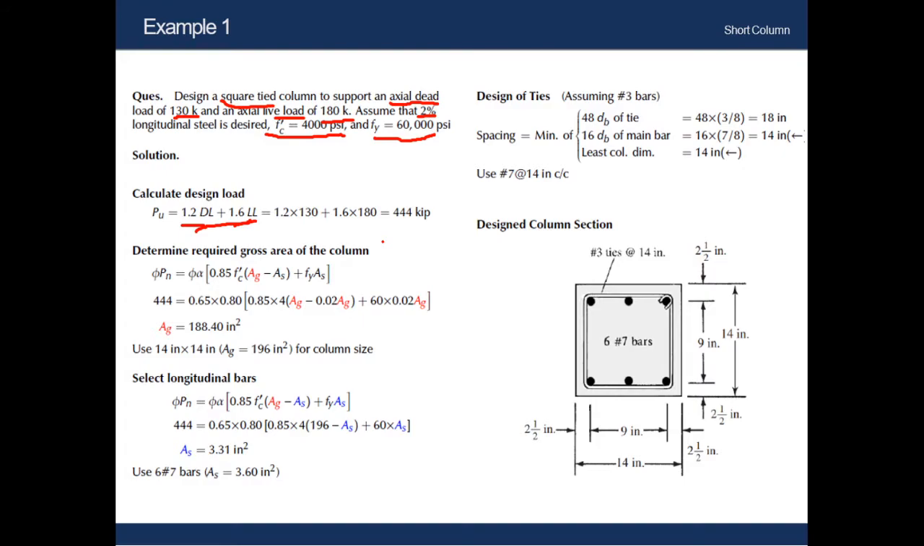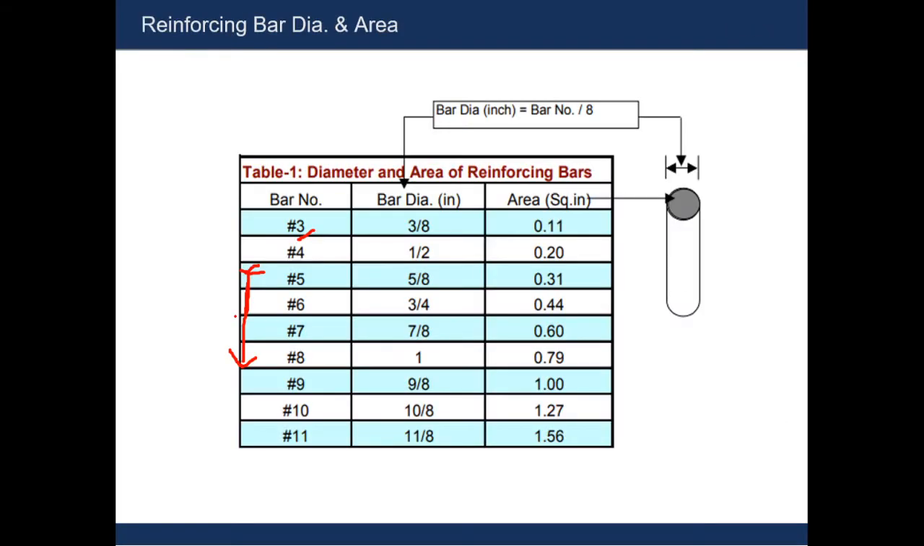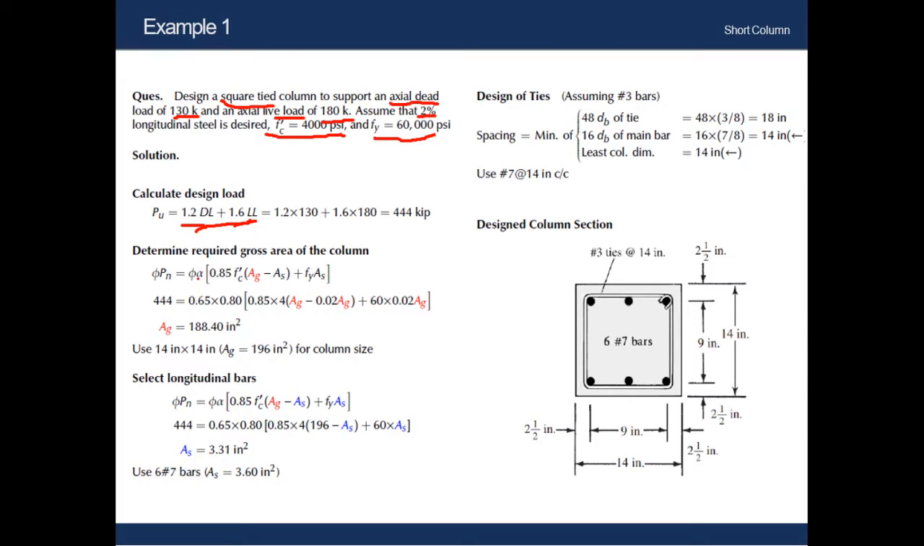So we already know the design strength equation of our column. Phi Pn is equal to phi into alpha into 0.85 fc prime into (Ag minus As) plus fy As. As we have been asked to design a square tied column, we know that the value of phi is equal to 0.65 and alpha is equal to 0.8. So we have to plug these values here. Phi is equal to 0.65, alpha is equal to 0.8, and the design strength value, that means the load that we need to design for, we will have to plug it here, 444 kip.